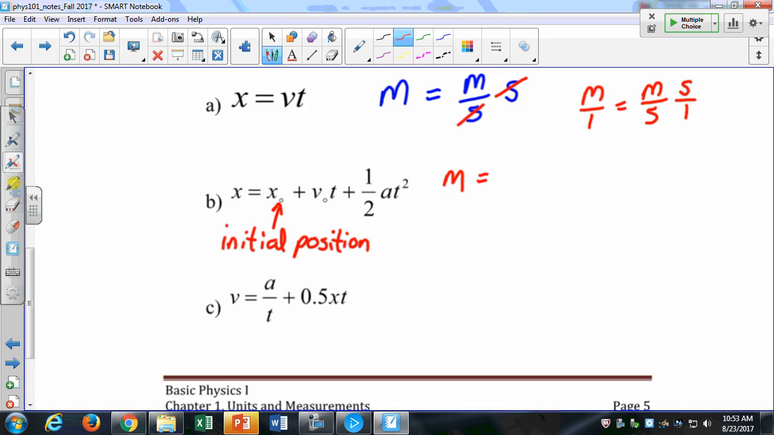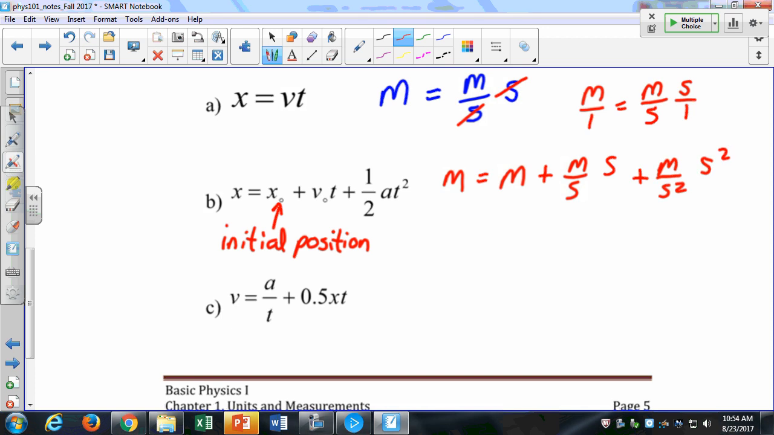In the back? So x naught, which is our initial position, still has units of meters. V naught, which is our initial velocity, is meters per second. T is seconds. And then I have this 1/2. Whenever I have a constant in my equation, it doesn't have any units at all. So as I'm dealing with this variable, I just take this 1/2 out. I just don't rewrite it at all because it doesn't have any units. It's just a number. A is acceleration. That is meters per second squared. And then T is seconds, but notice that T is squared.